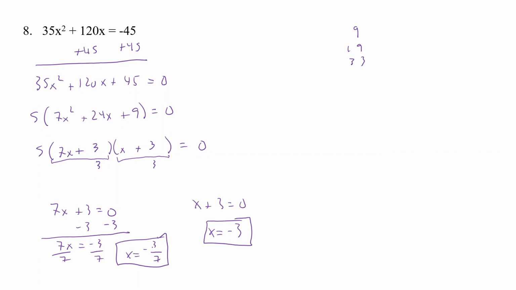Now again, no restrictions on this. So if we plug both of these in, they should both work. And so we just plug it into the left side, and then when we get done, that should equal a negative 45 on both accounts.